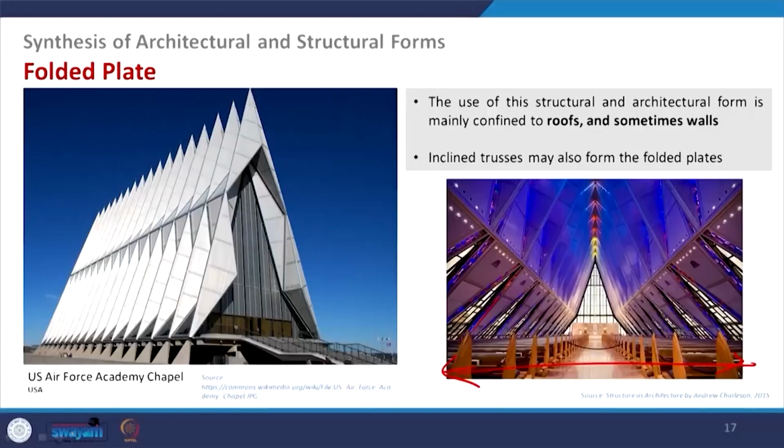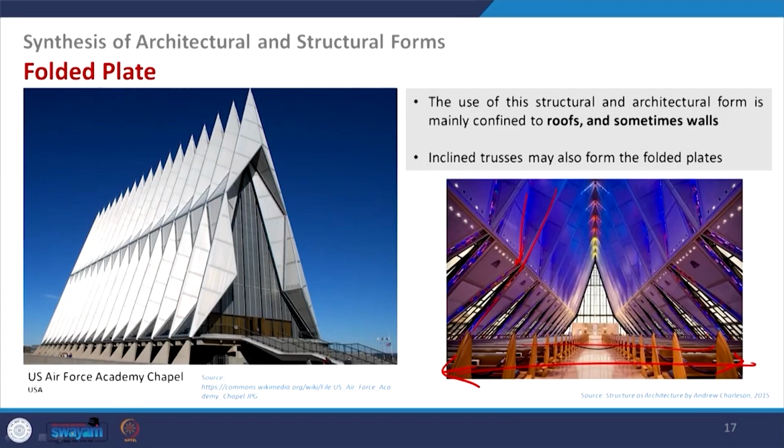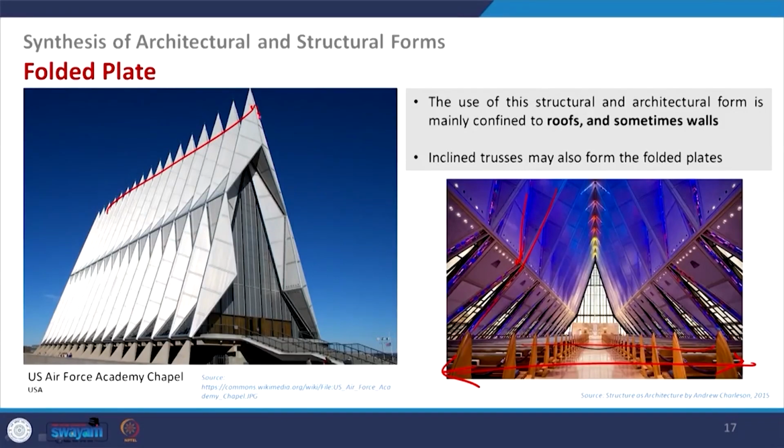Here is the interior, and you can easily see that it is something like a fold, like the origami where we create different forms, some animals, birds or other forms, and this is pretty similar. The use of this structure is basically for the roof or sometimes the wall, and sometimes with some inclined truss we can create the same. This is one example of the folded plate, which is a structural form that also creates the architecture of this kind. So, it is making a synthesis of architectural and structural form.